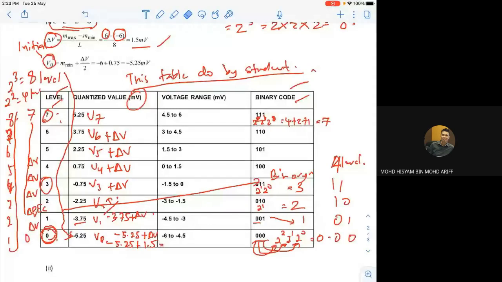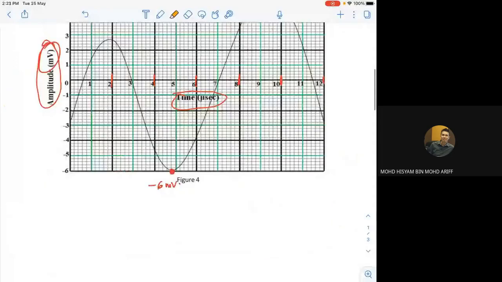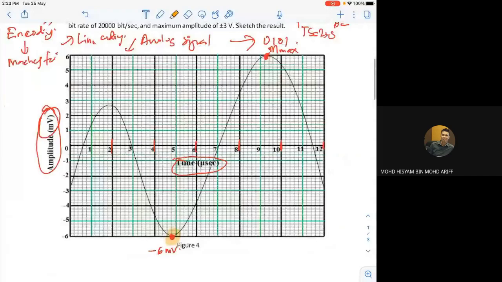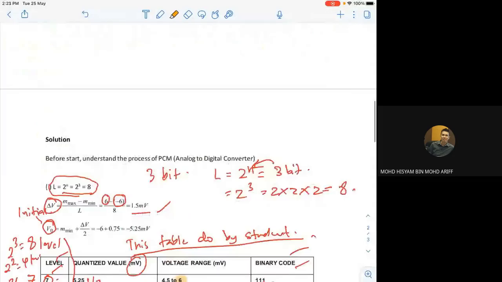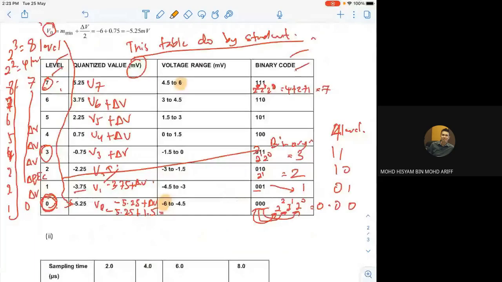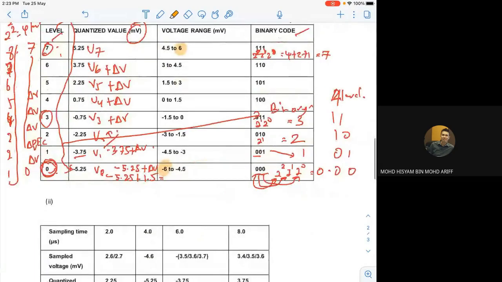-6 to 6. You must see that this actually represents your analog signal. Your -6 here to 6 must be the same. This is how you can double check whether your value is correct or not. Remember, for the voltage range you must know -6 to -4.5. Why do we need to set up the voltage range? I will tell you after this.